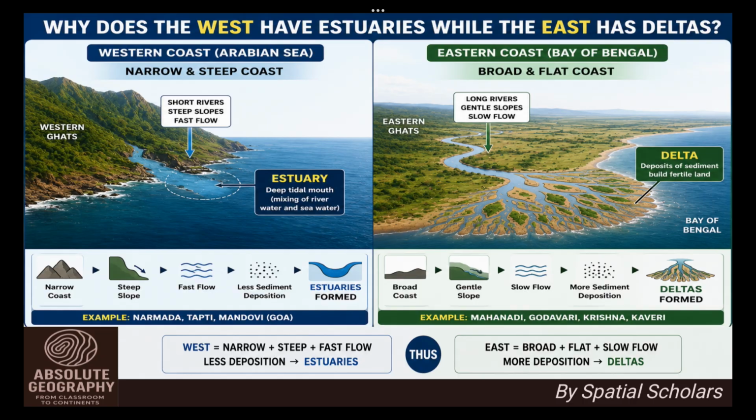While the eastern coastal plain, on the other hand, is broad and gently sloping. Here, rivers slow down before entering the Bay of Bengal. As their speed decreases, they deposit enormous quantities of sediments. Over thousands of years, these sediments accumulate to form large and fertile deltas. So remember this simple rule. Fast rivers form estuaries, slow rivers build deltas.